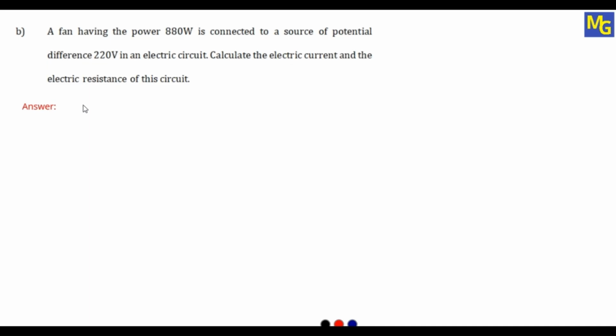So we will solve it. Write down first what is given. So given, we have power. Power is 880 watt, and then we have potential difference, that is voltage. V is equals to 220 volt. So I will write it here voltage, and first we will find out electric current. So I'll write it first, that is electric current.